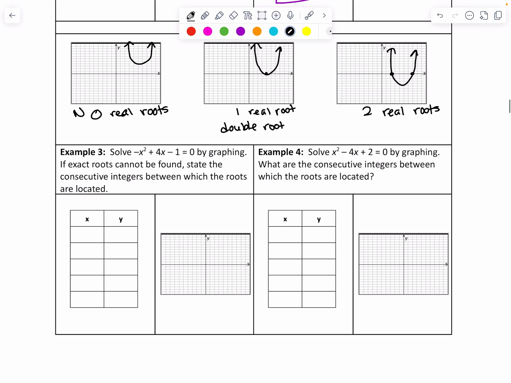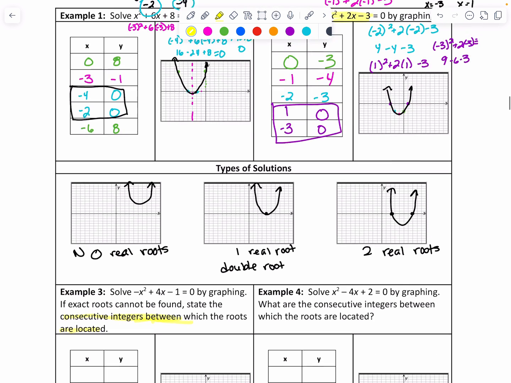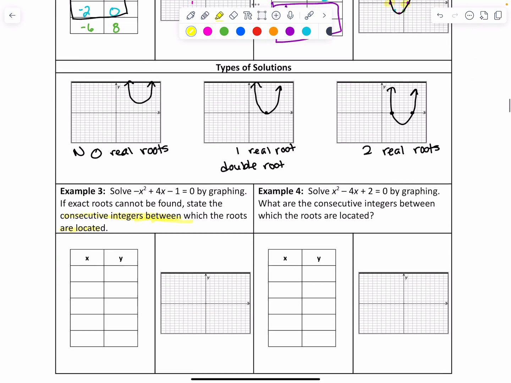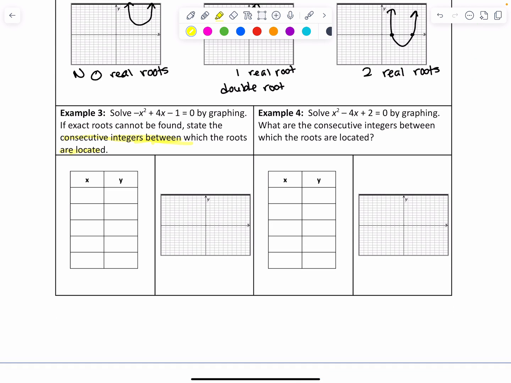Okay, so now look at number 3. It says solve by graphing, but it says if you can't find the exact roots, state which integers the roots are located between. So up here, we found really nice answers that cross beautifully right here and right here. My guess, based on the directions, is that this one's not going to be so nice.